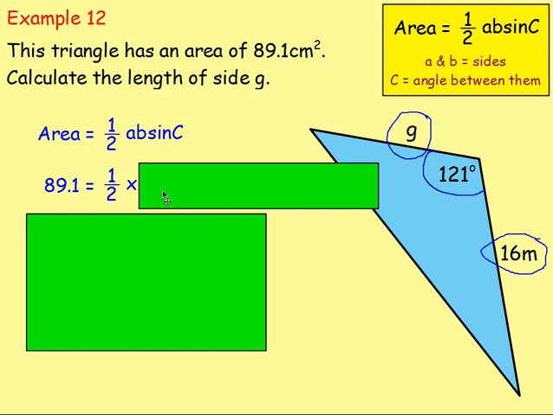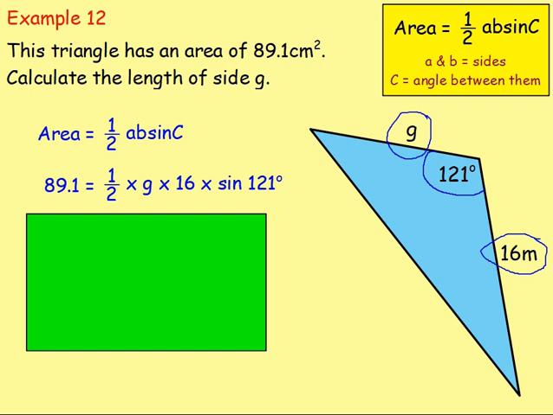And again, it doesn't matter which way around you have it. So you've got the G and the 16. And finally, you're multiplying that by sine C. And it's sine of the angle that's between them. The angle between them is... Good, well done. It is 121, so it's going to be times sine 121.